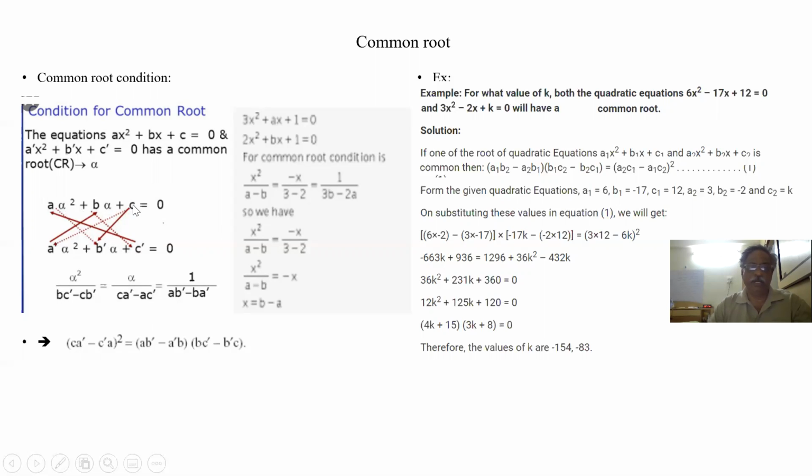If I take alpha, I will take these two as my matrix. So it starts from here, ca dash minus ac dash. If I take 1, these two come out of the matrix: ab dash minus ba dash. So the sign part is important. So when I simplify this, what I am getting is ca dash minus c dash a whole square is equal to this into this. That means finally, what is happening here?